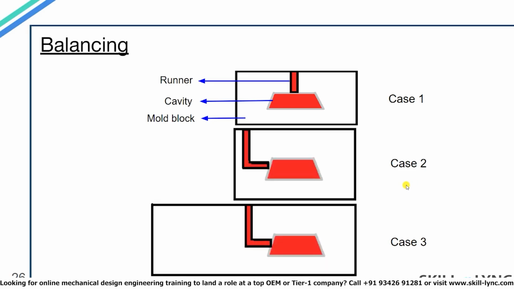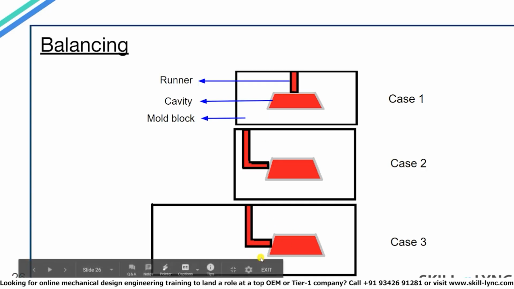So for single cavity tools, we try to go for case 1 as it is balanced and the material cost and runner length is also less in case 1. But in case we can't go for case 1 due to gate location constraints, then we can go for case 3. In case of multi-cavity tools, we always go for case 3. Here you can add a second cavity to the same mold and have a 2-cavity mold.